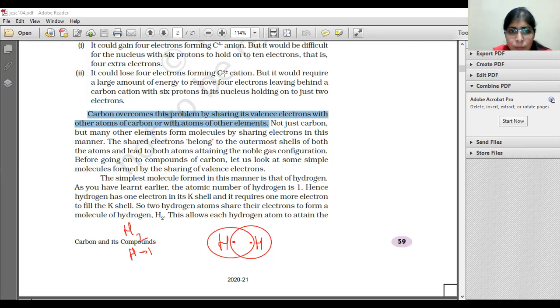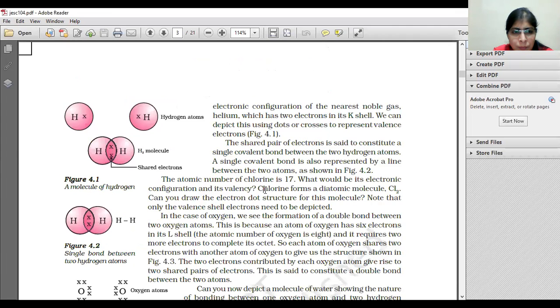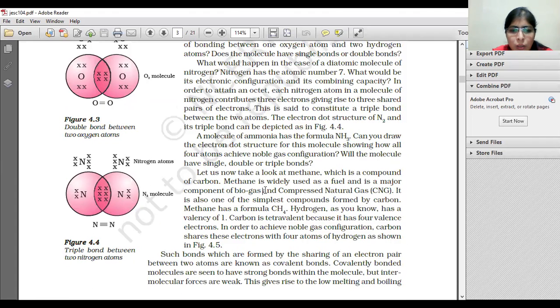Like this. Now 2 dots means 1 bond. If you join 2 dots, then it is 1 line. So this forms a single bond like this. So this is all about the H2 molecule, like it is shown in figure 4.1. Similarly, we have the O2 molecule. Similarly, we have the chlorine molecule. Similarly, we have the N2 molecule.